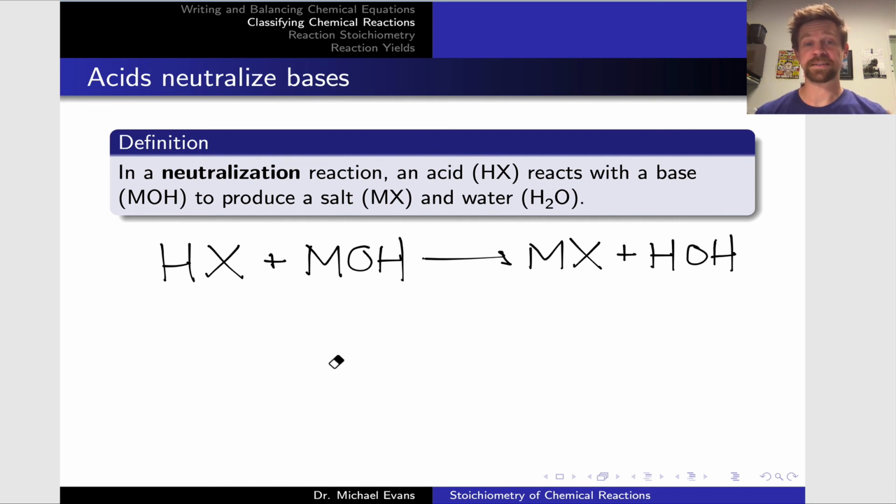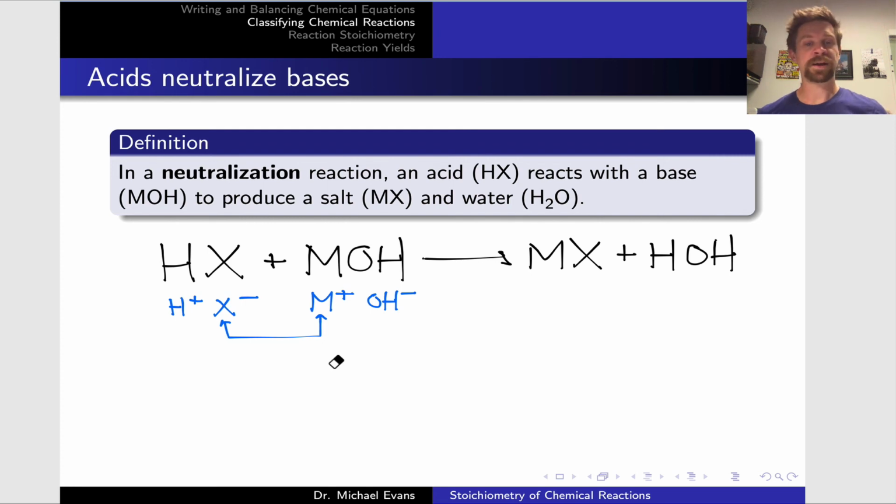Acids neutralize bases. This is a very important general principle. Acids and bases react with each other to produce a salt and water. And this very general chemical equation is meant to depict this process for a hypothetical acid HX and a hypothetical base that's a hydroxide source MOH. So it's a combination of a metal cation with the hydroxide anion. We can split each of the reactants up into its component ions. And when we do this, I think it helps us see how the ions combine to form the products.